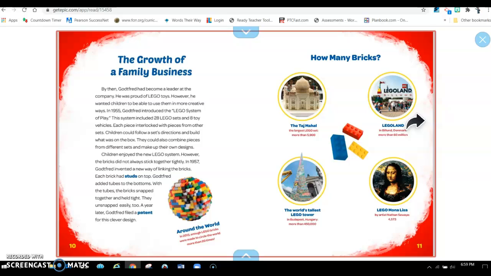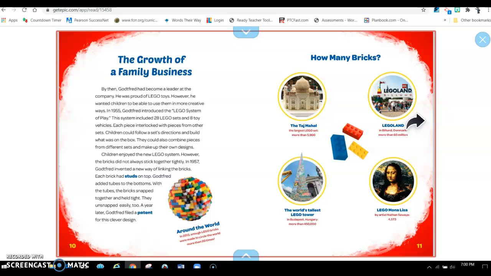The growth of a family business. By then, Godfrey had become a leader at the company. He was proud of Lego toys. However, he wanted children to be able to use them in more creative ways. In 1955, Godfrey introduced the Lego system of play. This system included 28 Lego sets and 8 toy vehicles. Each piece interlocked with pieces from other sets.